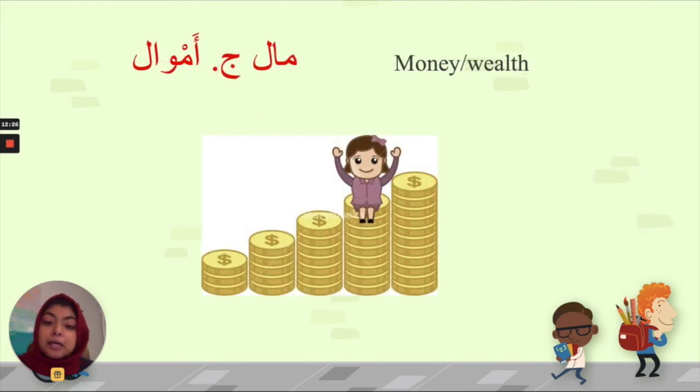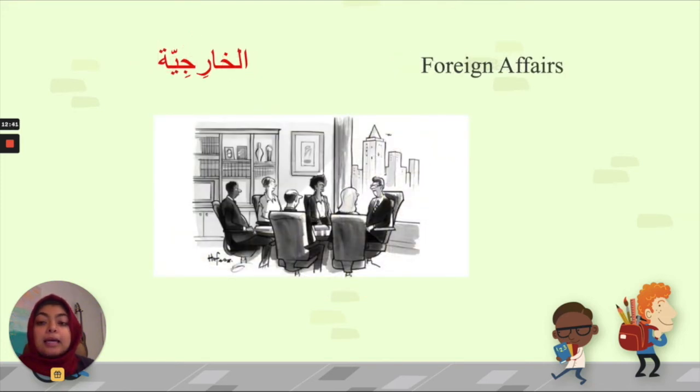مال جمع أموال. Mal can mean money, but it's also more of a sense of wealth or property. Things that you own that have value. And أموال جمع تكسير, it's a broken plural. الخارجية, foreign affairs. It comes from the word خارج. خارج means outside. So خارجية, foreign affairs.